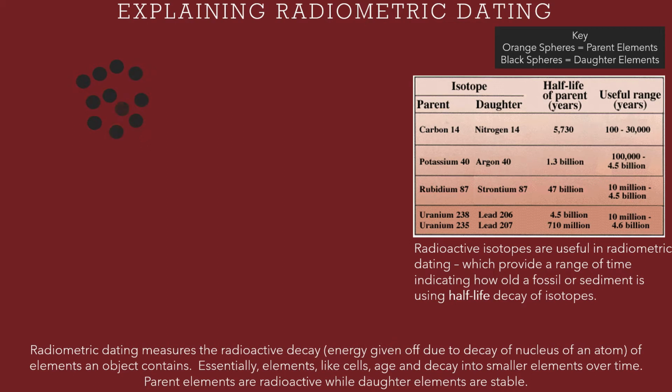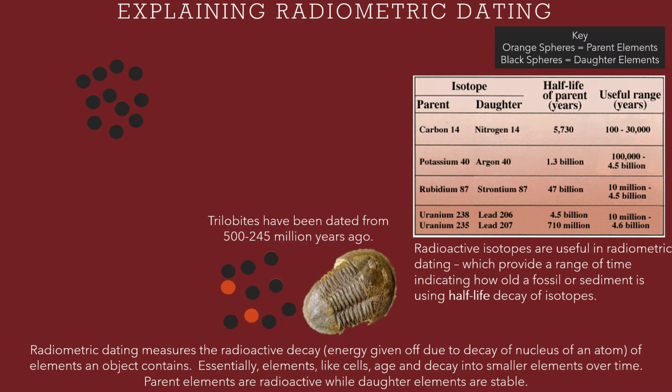Therefore, the more parent elements, the more recent the fossil, and the more daughter elements you have, the more ancient the fossil is. So we can expect that trilobites, being much older than humans and dinosaurs, will contain more daughter elements than parent elements. Also, all trilobites that have ever been found, and there have been lots of them, even I own one, have been dated to exist between 500 and 245 million years ago.